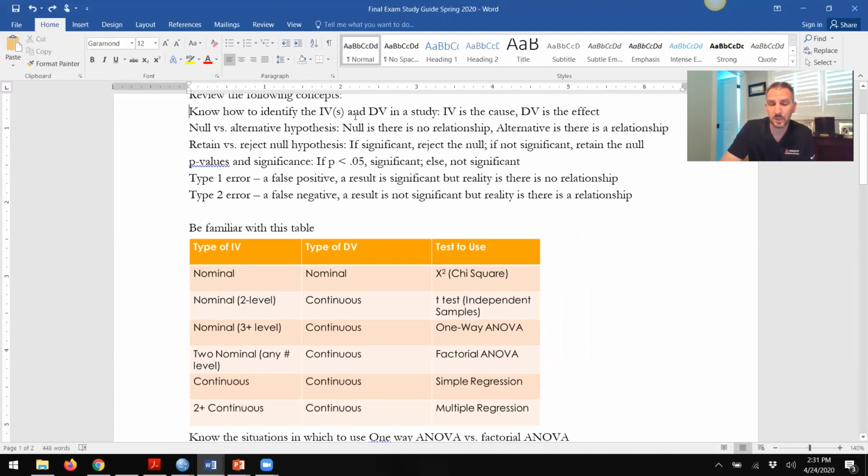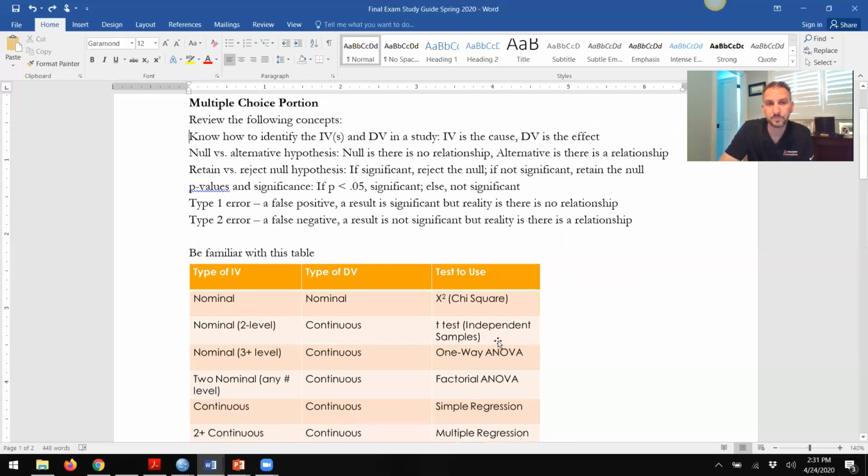These ideas, it's just knowing how to identify them, but it also is connected to this, because these go hand in hand. If you are trying to identify the type of test you're going to use, you need to be able to identify which type of independent variable you have, which type of dependent variable you have, and then put it together and say, okay, that's a chi-squared, or that's a t-test, or that's a one-way ANOVA.